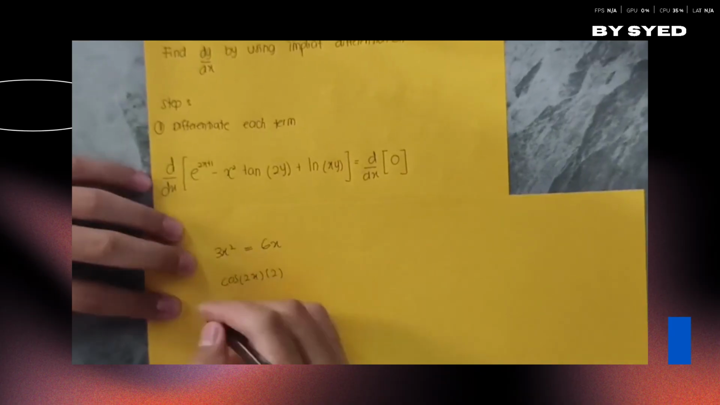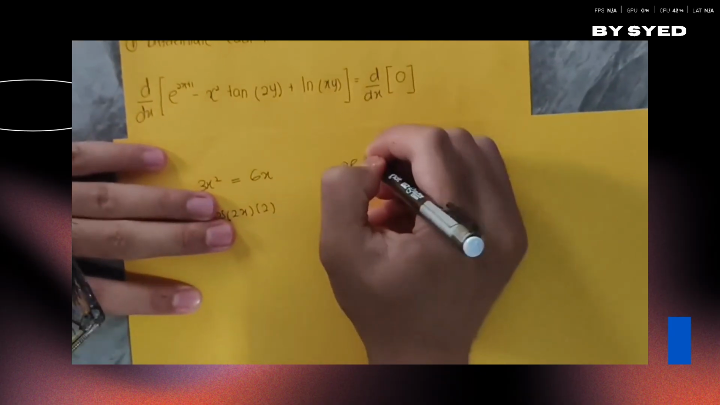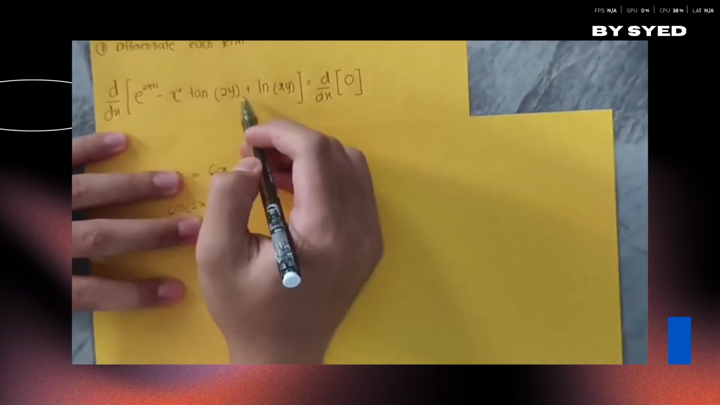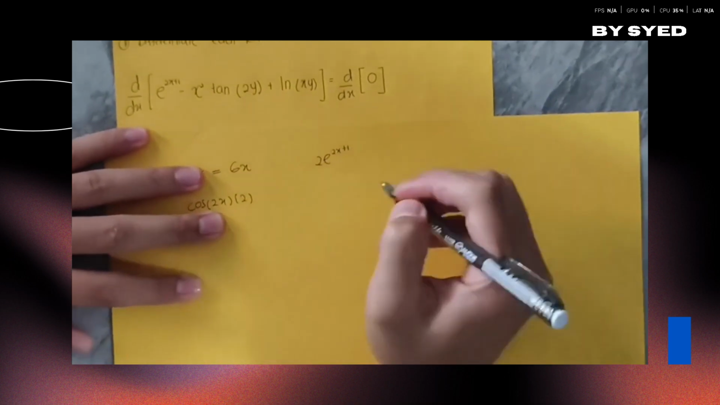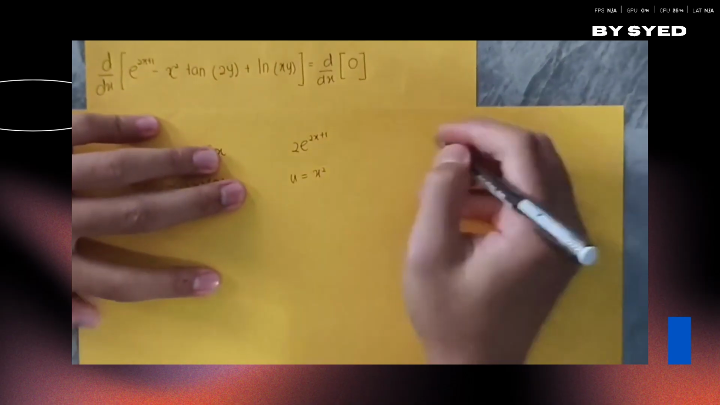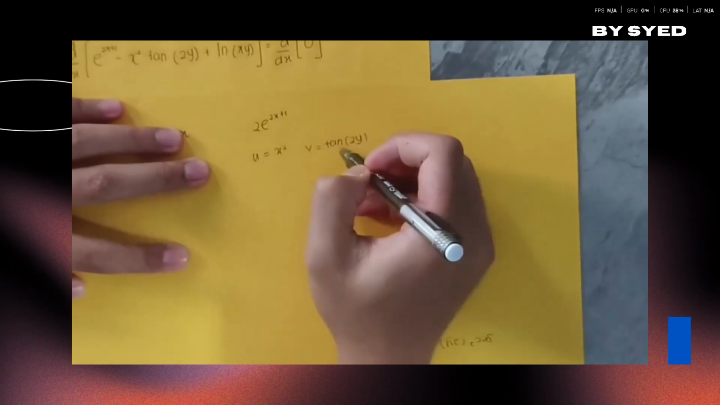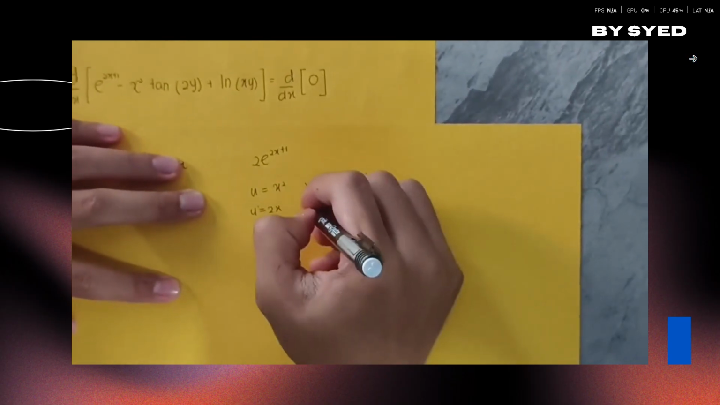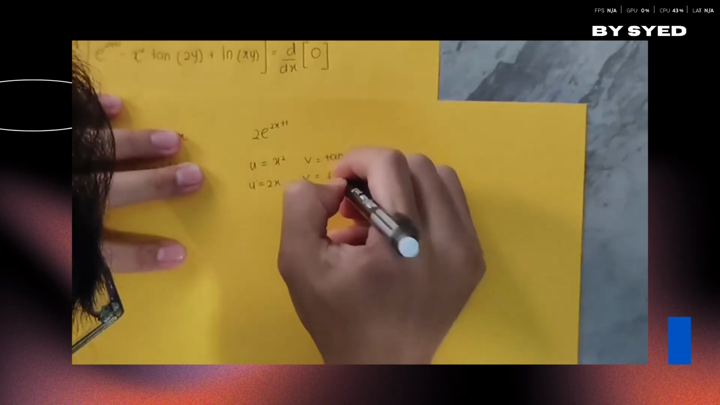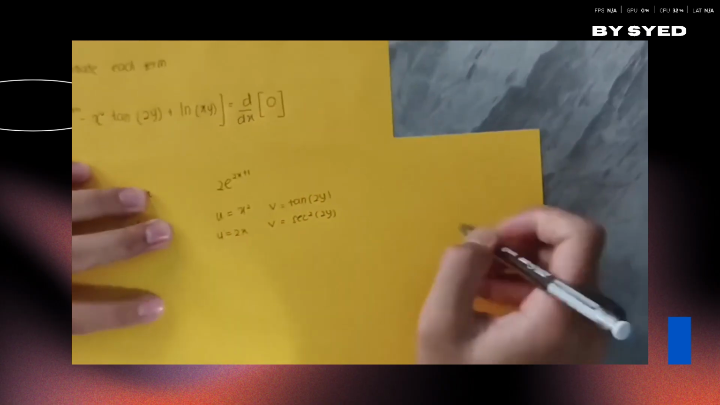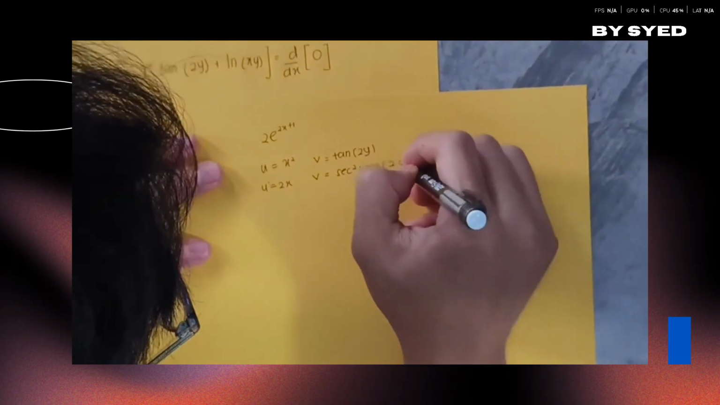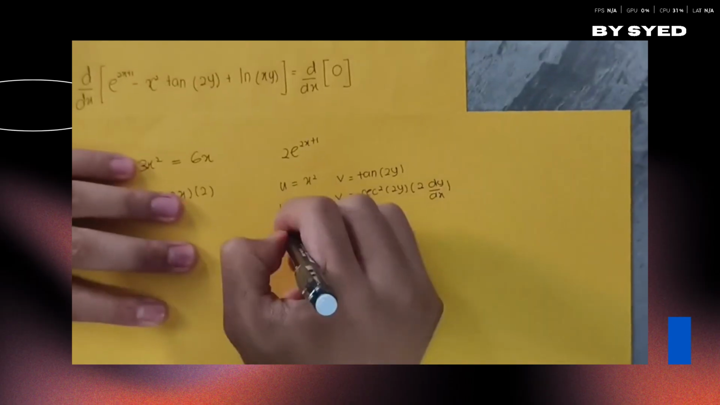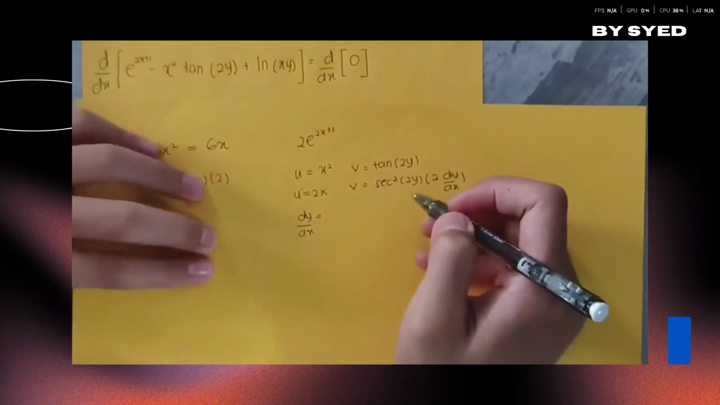Differentiate e exponent, you will get 2 e to the power of 2x plus 1. Differentiate x squared tan 2y, you need to use product rule, which is you need to label it first. u equal to x squared, v equal to tan 2y. After that, you need to differentiate these two variables. Differentiate u, you will get 2x. Differentiate v, you will get secant squared 2y times 2 dy over dx, where I get this by differentiating in the bracket.